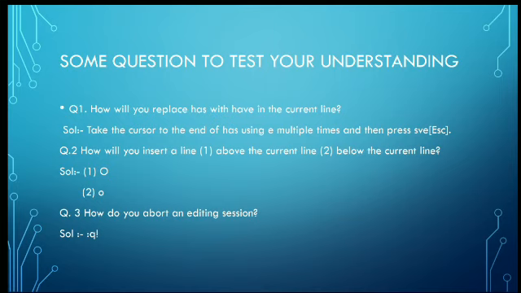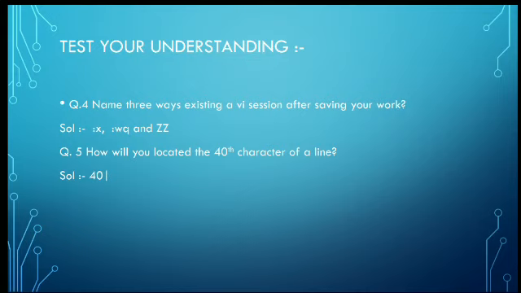The third question is, how will you abort an editing session? Simply you can press q. Now the fourth question is, name the three ways of exiting a VI session after saving your work. You can use x, :wq and ZZ. Now the fifth question is, how will you locate the 40th character of the line? Simply you can use 40 and the pipe symbol.